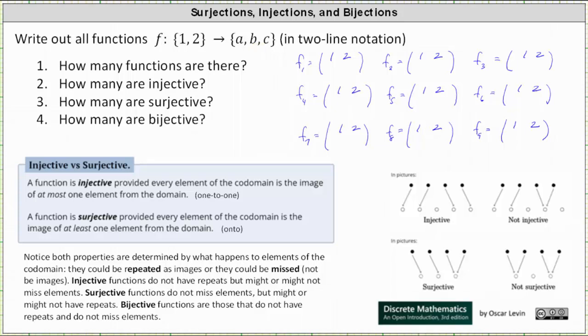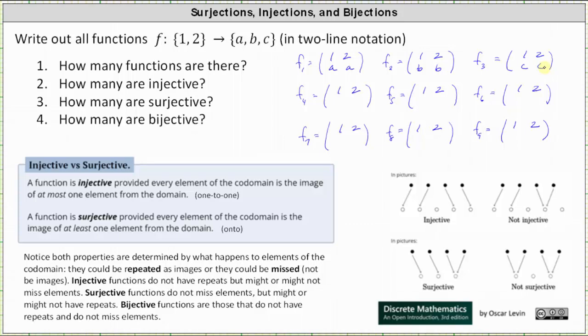So for function 1, let's let both outputs be a, meaning 1 maps to a and 2 maps to a. For function 2, let's let both outputs be b, meaning 1 maps to b and 2 maps to b. And for function 3, let's let both outputs be c, 1 maps to c and 2 maps to c.